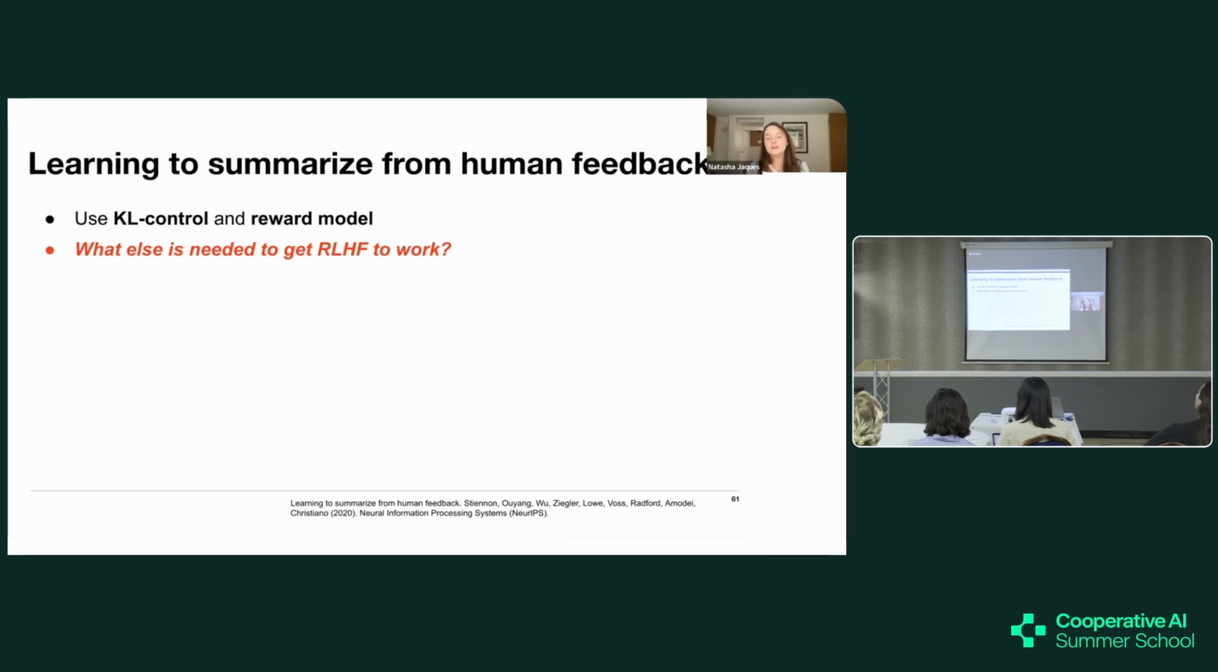So what do you think you would need? So now you have human feedback, you have KL control, you have a reward model. What's missing? What do we actually need to invest in to get RLHF to work better at this point?